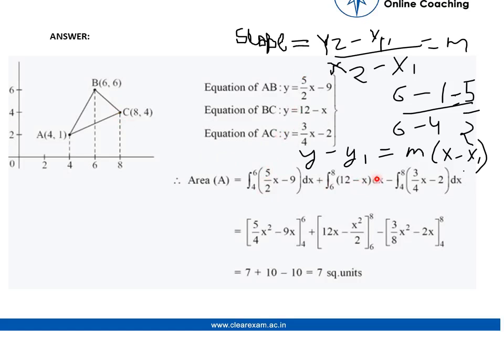Then it's very simple, we just need to integrate these equations with respect to x, and the endpoints, we can choose, basically, for x we need to choose the x coordinates only, that is 4 and 6, 6 and 8, and 4 and 8, because we are integrating with respect to dx. After integration we'll get the answer as 7 square units.